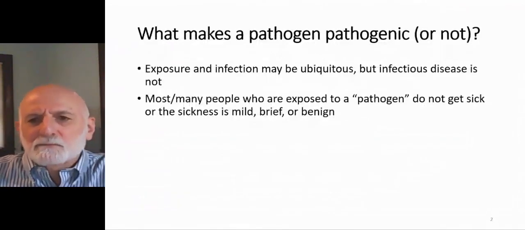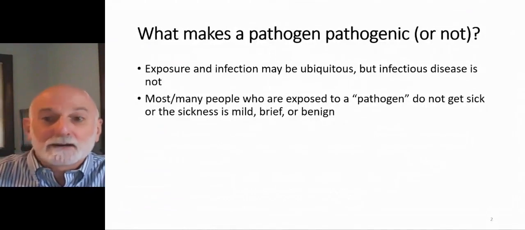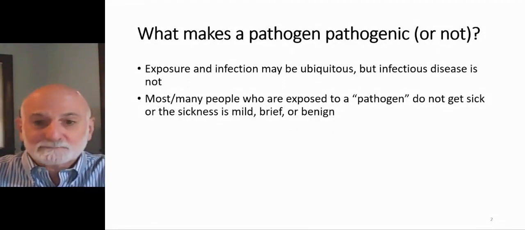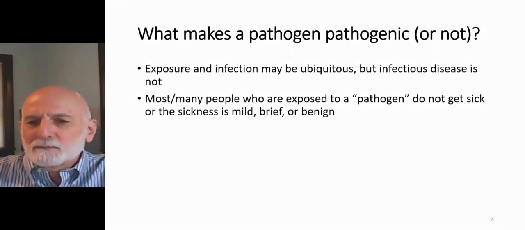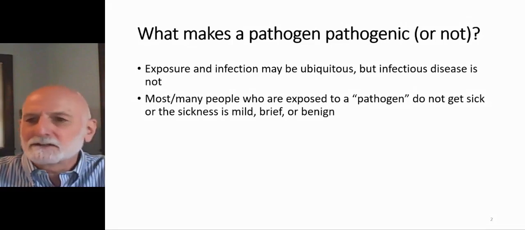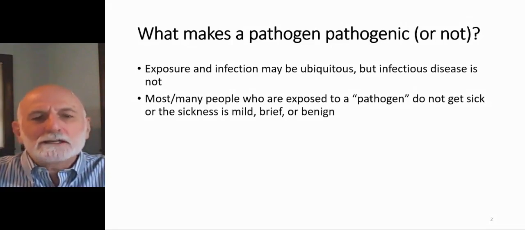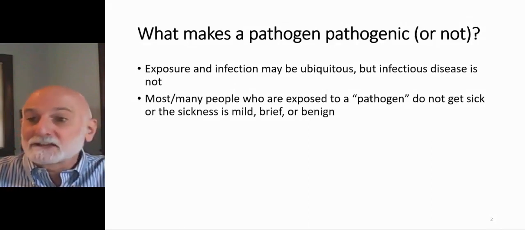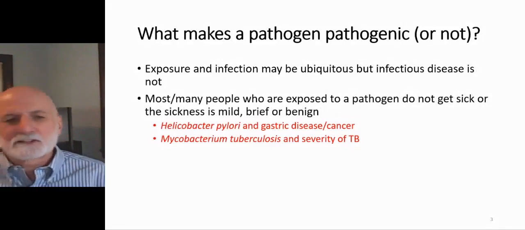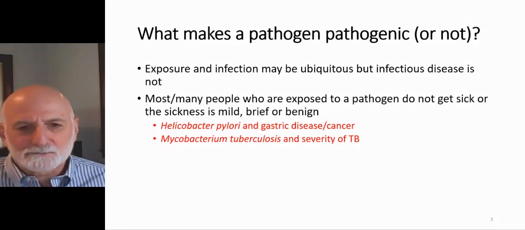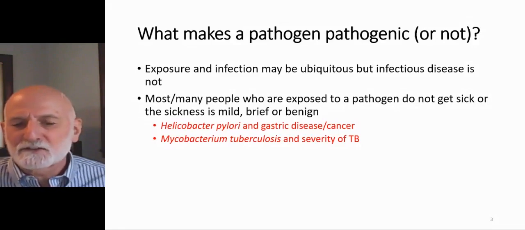The real issue that comes up when you start thinking about this is what makes a pathogen pathogenic or not, because in fact, exposure to infectious agents is virtually ubiquitous, but infectious disease isn't. Most people who get exposed to a pathogen don't get sick, or often if they do, the episodes are mild, brief, and the exposure is effectively benign. So the question is, why is it that in a world where we're constantly battered by infectious agents, we do not always get sick? I'm going to talk about two examples that we've been working on over the last several years. The first one is Helicobacter pylori, which is the causative agent for gastric cancer, much gastric disease, and duodenal ulcers. And the second example is Mycobacterium and the severity of tuberculosis.